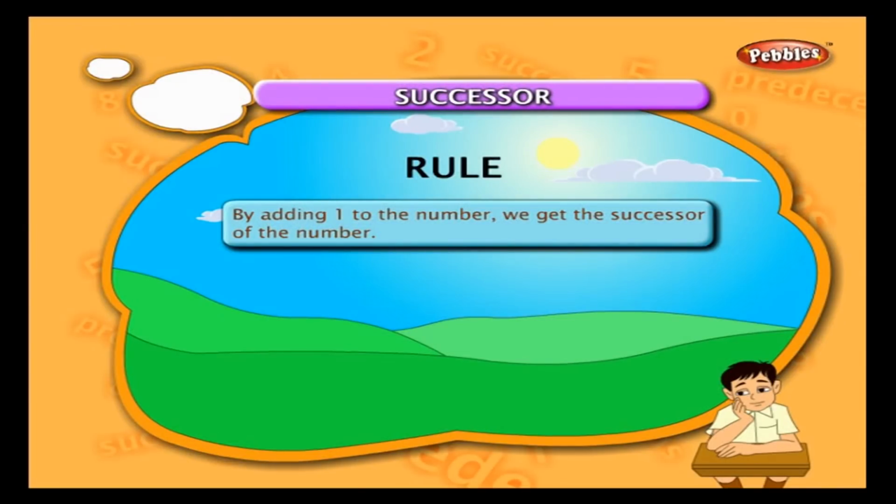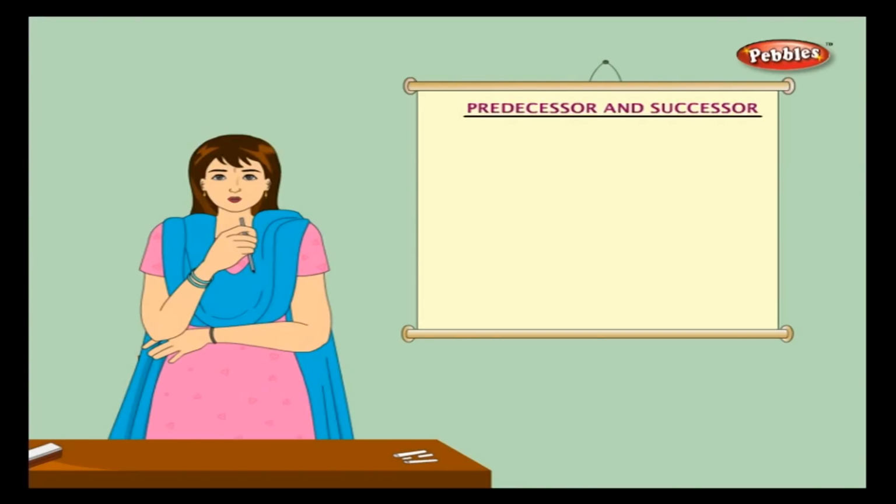Successor. Let us see the rule for successor. By adding 1 to the number, we get the successor of the number. That is, 4 plus 1 is equal to 5. 5 is the successor of 4. Thus, we find the predecessor and successor for the numbers.